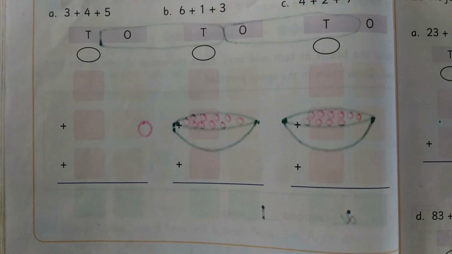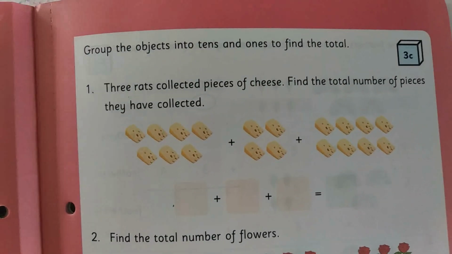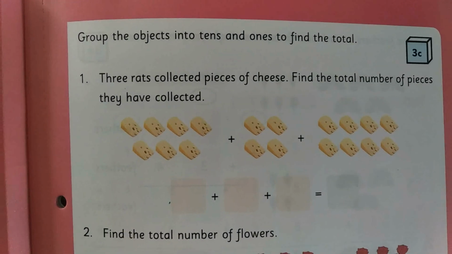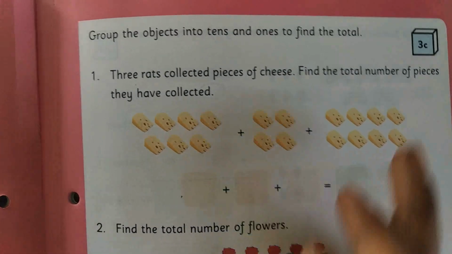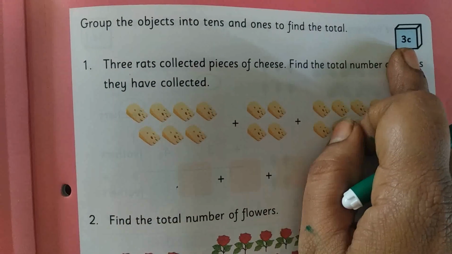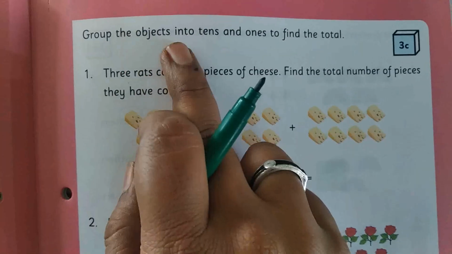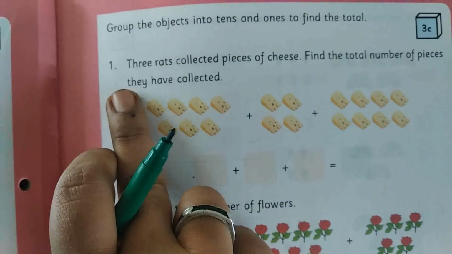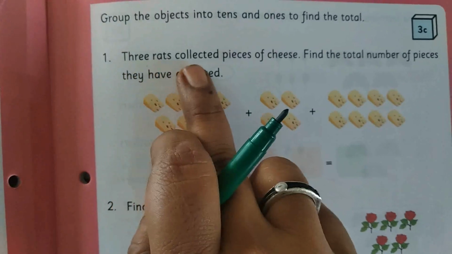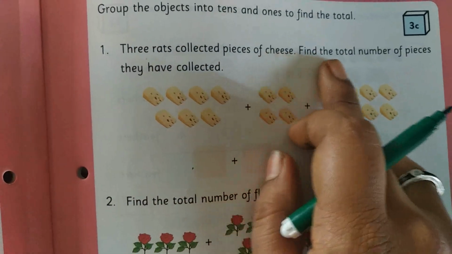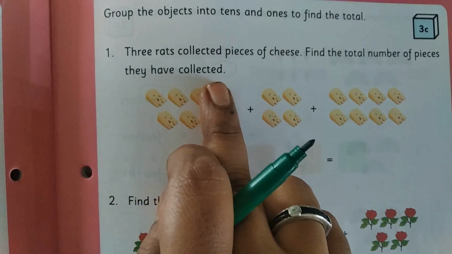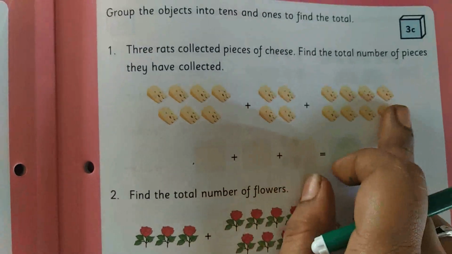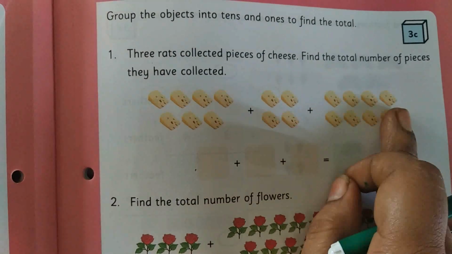Okay? Yes. Now it's time for home fun. Take your companion book. Take page number 15. 3C is the home fun for you. Okay? Group the objects into tens and ones to find the total. See, first sum they have given 3 rats collected pieces of cheese. Find the total number of pieces they have collected. So, they have given 3 collected pieces.